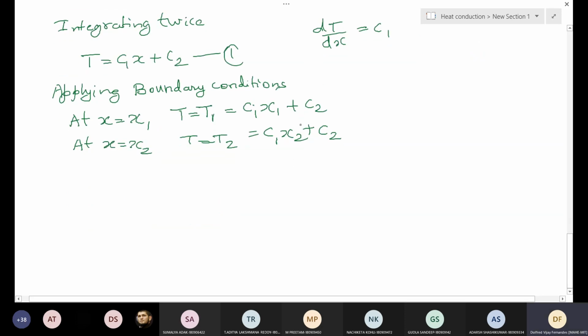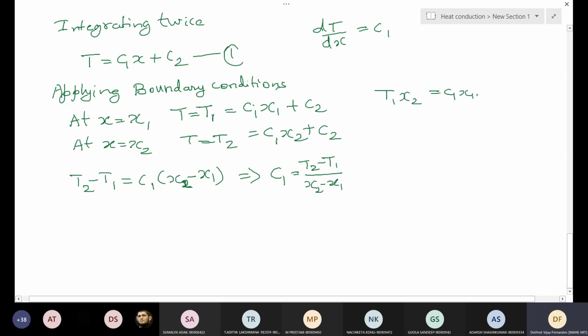You can subtract these two equations. T2 minus T1 equals C1 into x2 minus x1. C2 will cancel, so we can write C1 equal to T2 minus T1 over x2 minus x1. Now obtain C2. For that, you can multiply T1 with x2. You will have T1 x2 equal to C1 x1 x2 plus C2 x2.